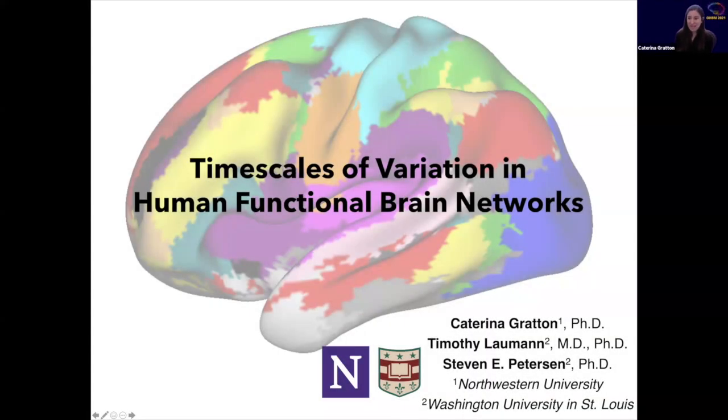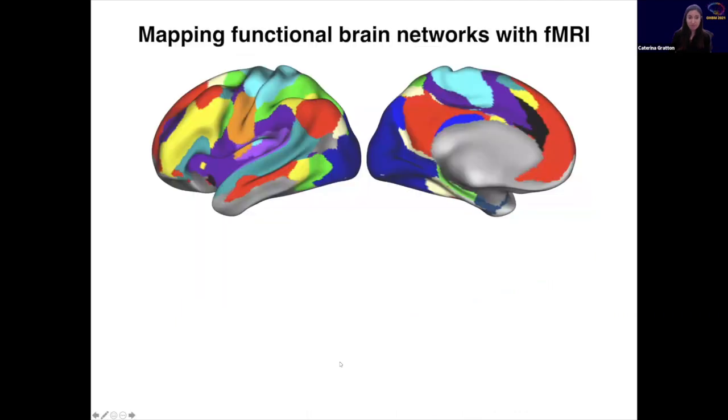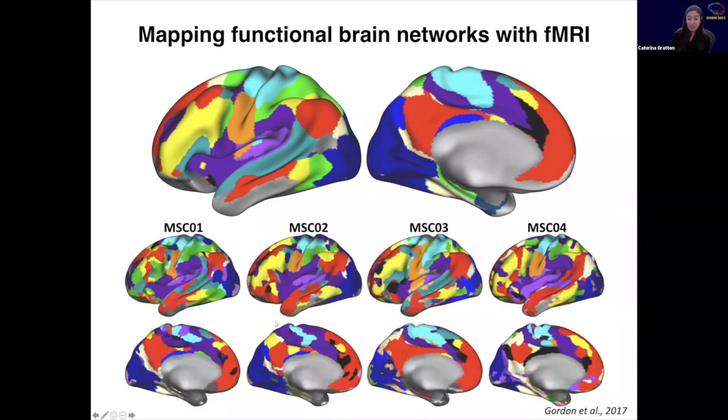Hello, everyone. It's a pleasure to be part of this Dynamics Educational Symposium. For my presentation today, I'd like to tell you a little bit about our work looking at timescales of variation in functional brain networks across multiple different time spans. Now, our ability to map functional brain networks with fMRI has greatly improved in recent years, as I'm sure many of you are aware. And with sufficient data, we now know we can map these networks very reliably, even at the level of individual participants.